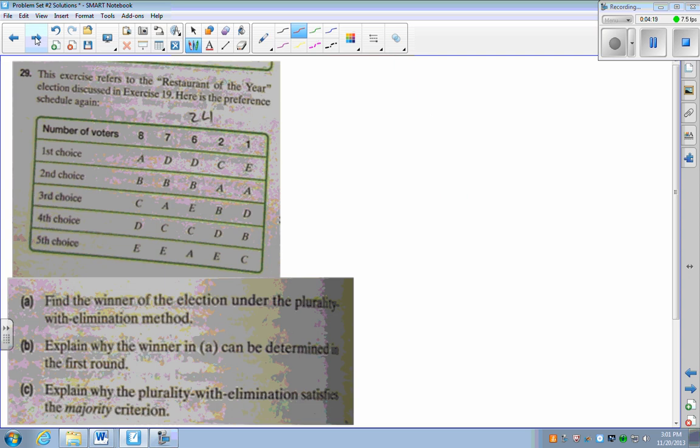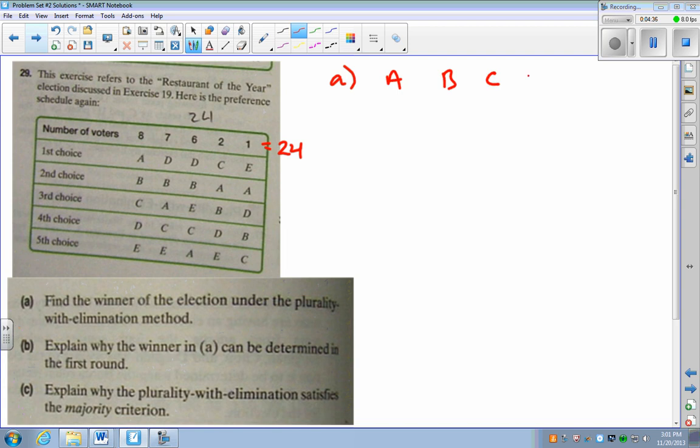Next question, 29. You get a preference schedule, and we add all these up. There's 24 total people who voted, 5 different choices. We want plurality with elimination winner. All we care about is first place votes. This is the only place we look. A has 8, B has none, C has 2, D has 13, and E has 1.